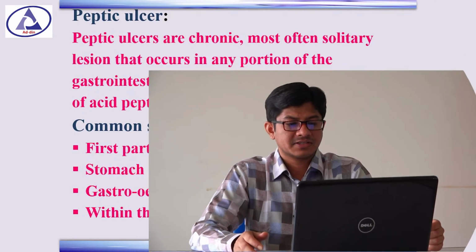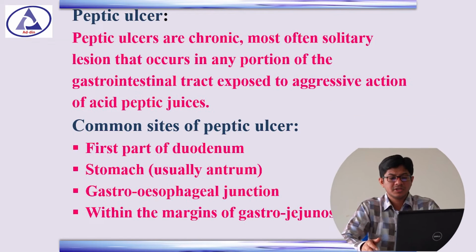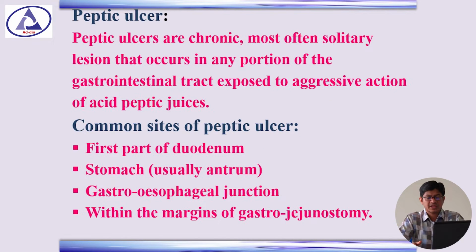Today we will discuss drugs used in peptic ulcer disease. Peptic ulcers are chronic, most often solitary lesions that occur in any portion of the gastrointestinal tract exposed to the aggressive action of acid peptic juice. Common sites of peptic ulcer: first part of the duodenum, stomach, gastroesophageal junction, and within the margin of a gastrojejunostomy.